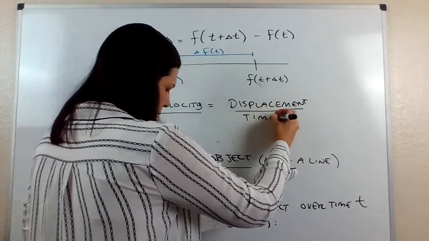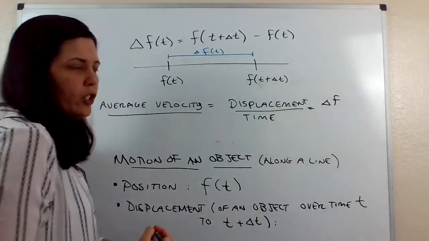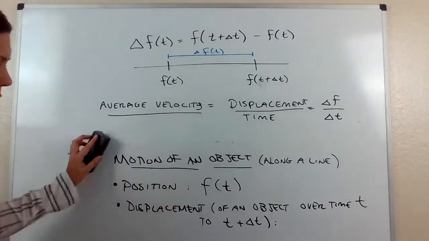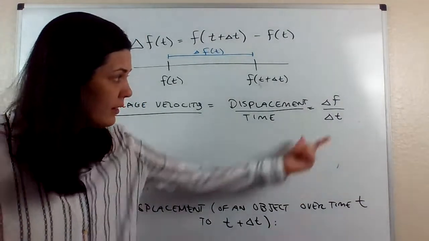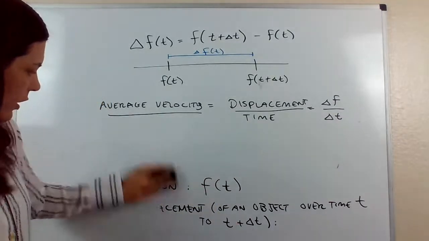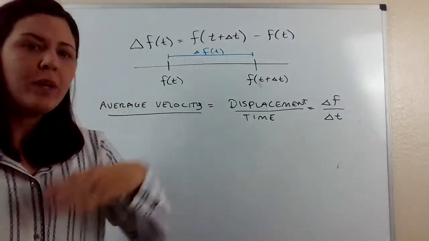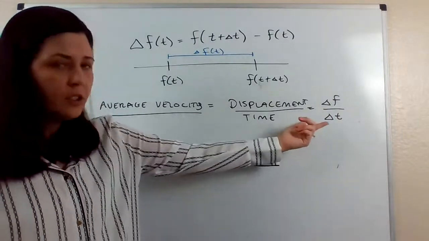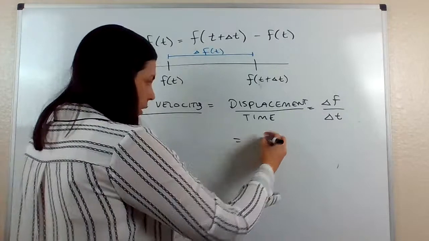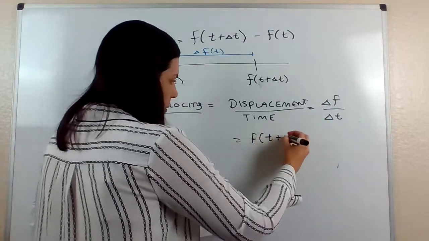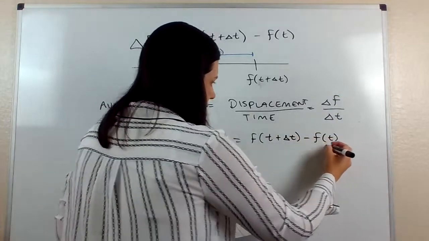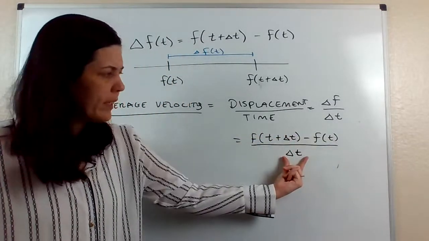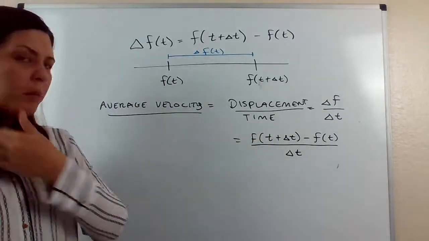Displacement over time. And so that looks like delta f, the change in your position, displacement, over the change in the time. Well, that's actually just the slope of a line. The slope of the function or tangent line at a point. Because if you remember way back from your algebra, the change in y over the change in x, that was your slope formula. That's essentially the same exact thing right here. And so if you expand this, we have f of t plus delta t minus f of t all over delta t. This is like y2 minus y1 over x2 minus x1 because it's a change in the x's. So it's just your slope formula over and over again.